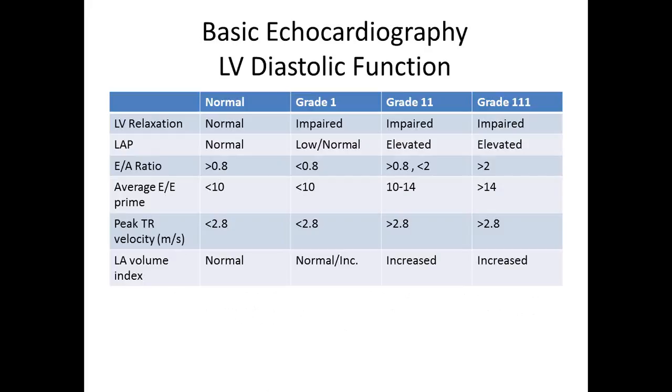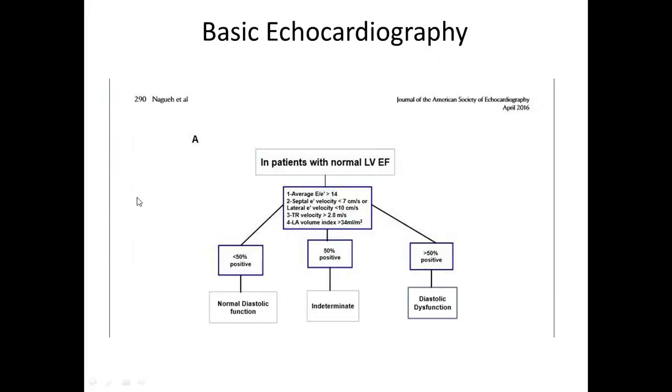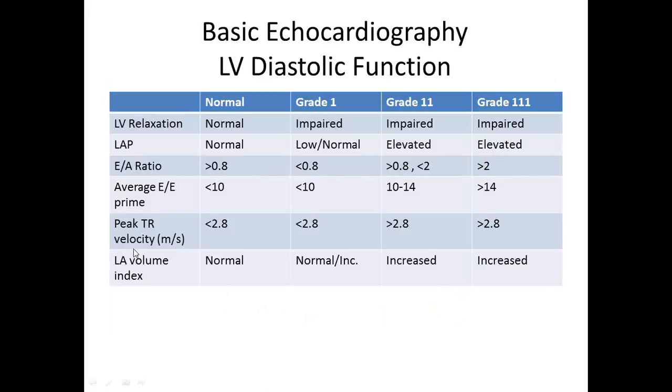And this is the table. All right. So on top we have the grade of the diastolic dysfunction. So it could be normal, grade 1, grade 2, or grade 3. And then on your left-hand column, we have LV relaxation, left atrial pressure, E to A ratio, the average E/E prime ratio, the peak TR velocity, and the left atrial volume index.